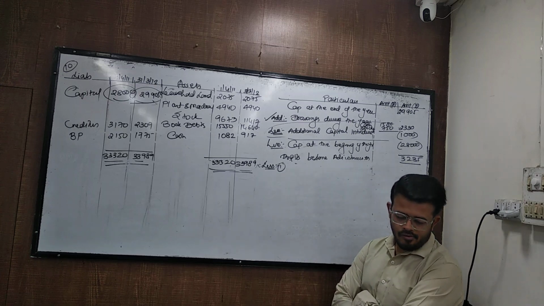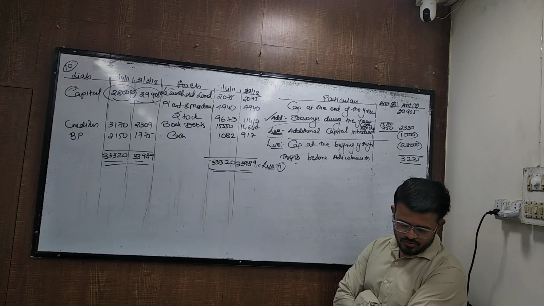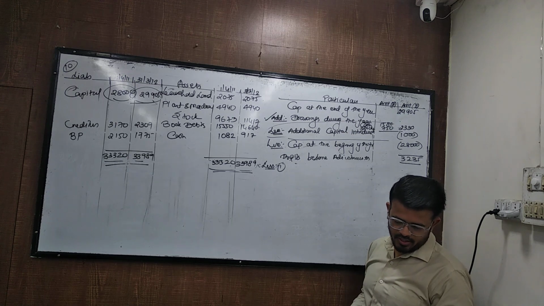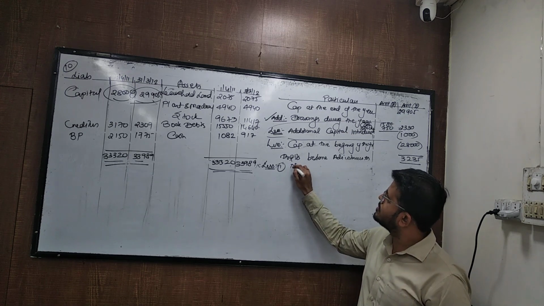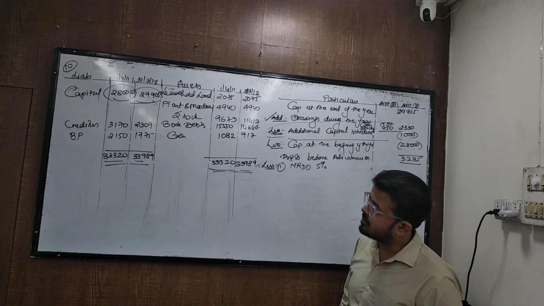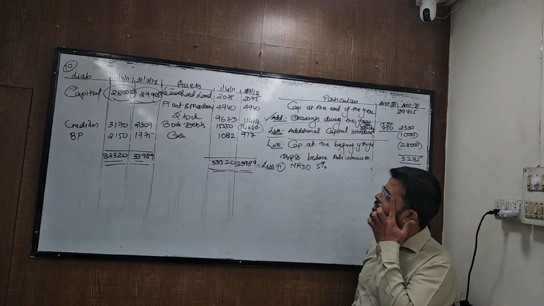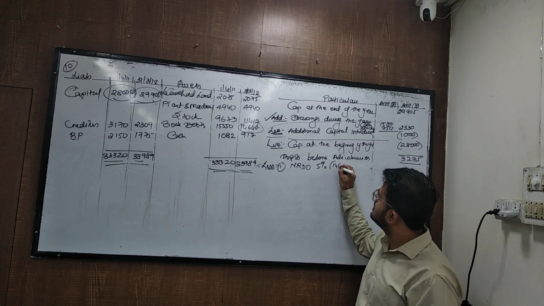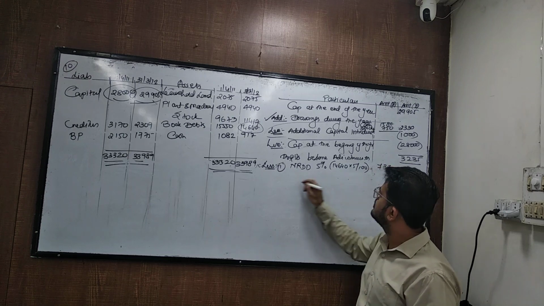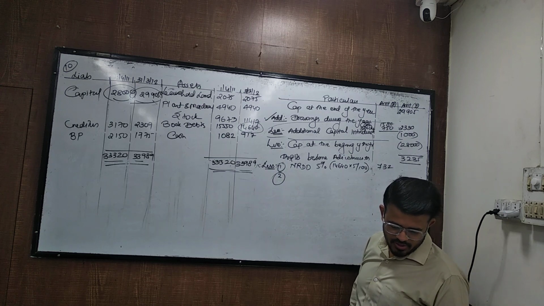Sorted? Let's go for the adjustments. 5% reserve is to be credited on book debts. So I think that is what? NRDD 5%. NRDD 5% on book debts. Opening and closing? Closing. 14640 ka 5%. How much? 732. Reserve for bad debts is NRDD. 5% credited on book debts.